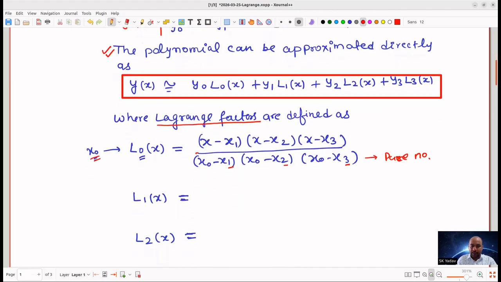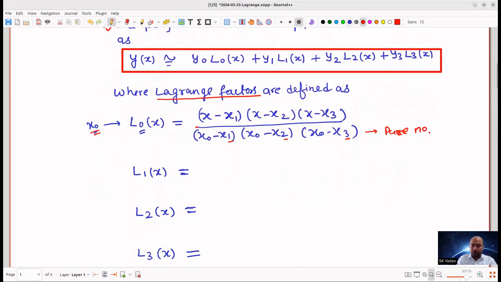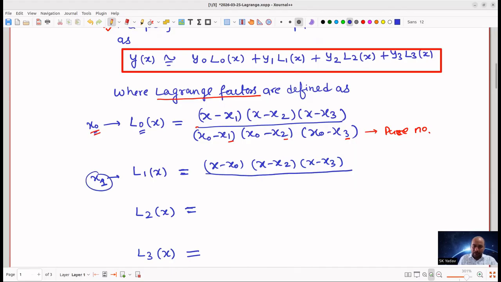Now let us write L1(x), which corresponds to x1. I have to write x minus x0, x minus x2, x minus x3 in the numerator. That means I have subtracted every point from the variable x except x1. And in the denominator, we have to subtract every number from x1. So x1 minus x0, x1 minus x2, x1 minus x3.